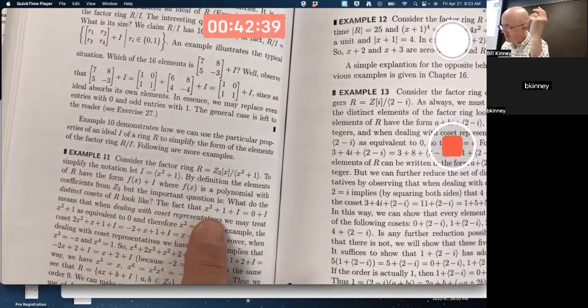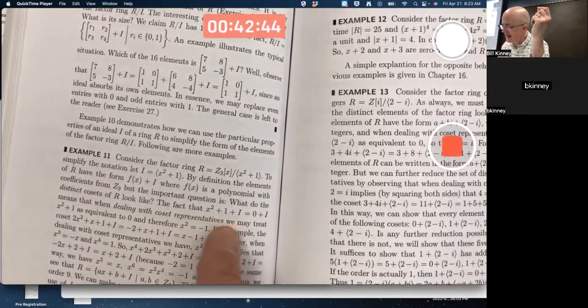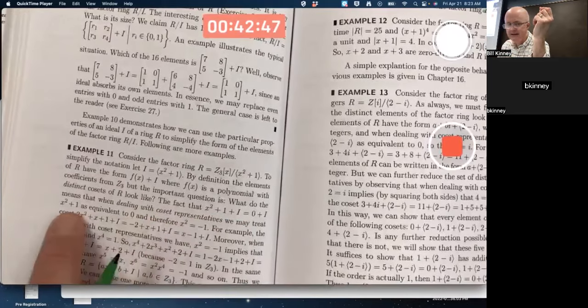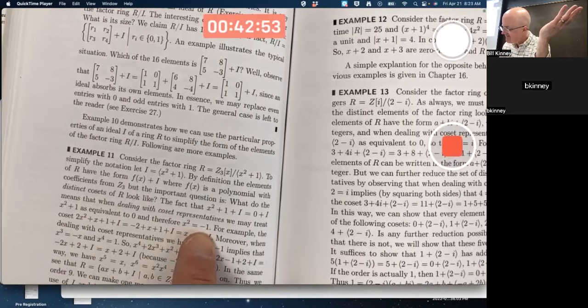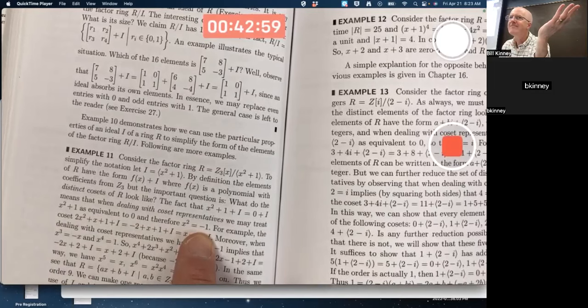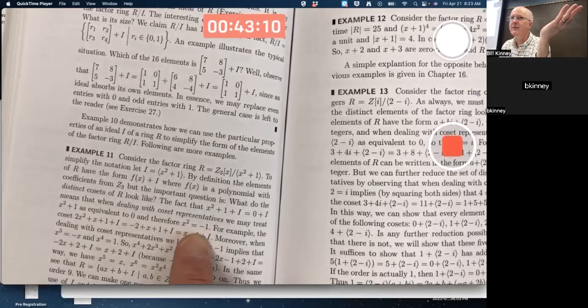Okay, here's the key observation. This is really important. The fact that x squared plus 1 plus I equals 0 plus I means that when dealing with coset representatives, we may treat x squared plus 1 as equivalent to 0, and therefore x squared is equivalent to -1. Even though -1 is not in Z3, it's still convenient to use a -1. But realize in Z3, -1 equals 2, mod 3. So when writing x squared equals -1, it really means x squared equals 2. But it's convenient to use -1 and just do our modding at the very end.